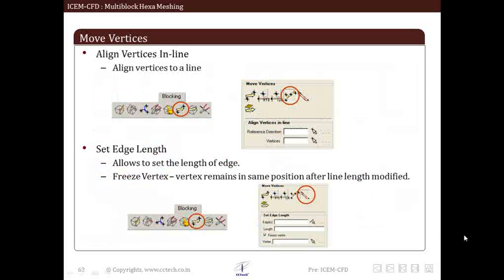Another way to move vertex is by align vertices in line. This way we can move a vertex by aligning it to a line. We need to specify the line direction and the vertex we want to move. With move vertices comes an option called set edge length, by which we can change the length of edges. Within this, the freeze vertex option keeps the vertex in the same location even after the edge length is changed.